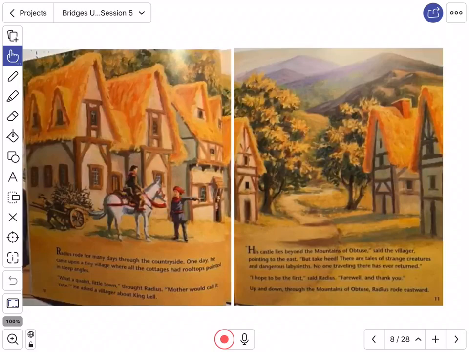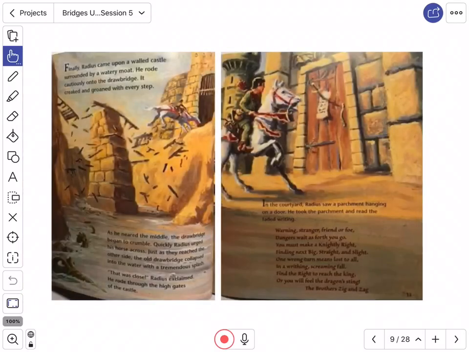Mother would call it cute. He asked a villager about King Lel. "His castle lies beyond the mountains of Obtuse," said the villager, pointing to the east. "But take heed, there are tales of strange creatures and dangerous labyrinths. No one traveling there has ever returned." "I hope to be first," said Radius. "Farewell and thank you." Up and down through the mountains of Obtuse, Radius rode eastward.